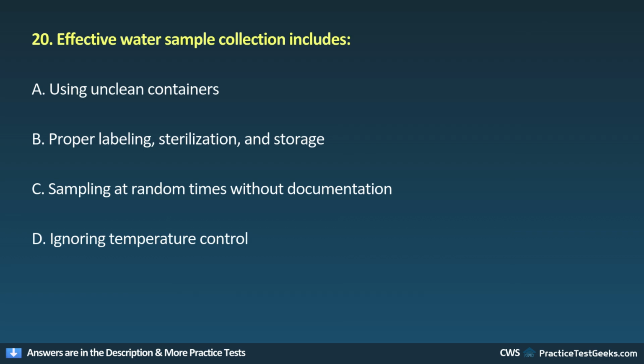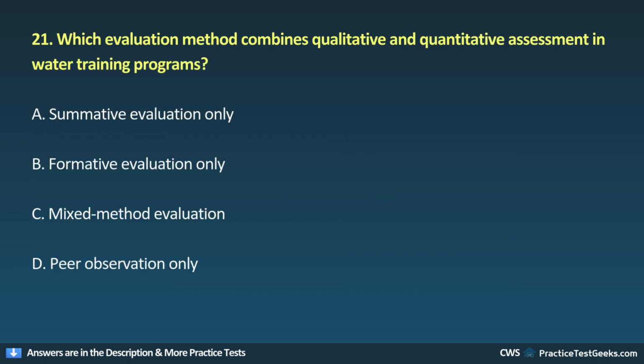20. Effective water sample collection includes A. Using unclean containers. B. Proper labeling, sterilization, and storage. C. Sampling at random times without documentation. D. Ignoring temperature control. 21. Which evaluation method combines qualitative and quantitative assessment in water training programs? A. Summative evaluation only. B. Formative evaluation only. C. Mixed method evaluation.